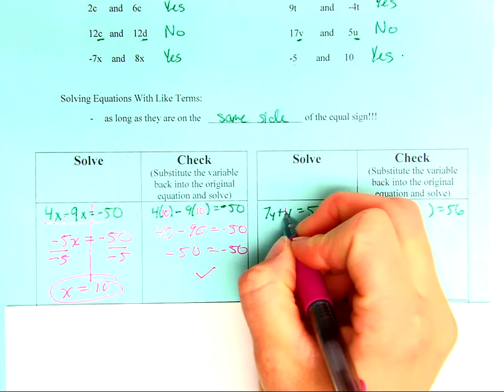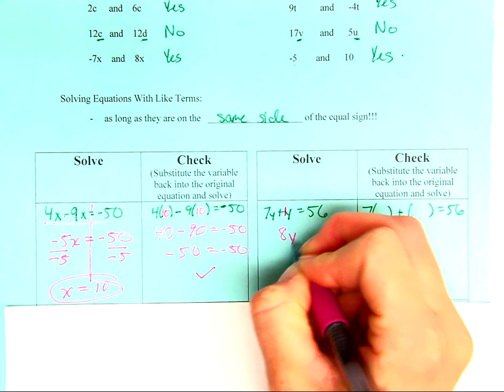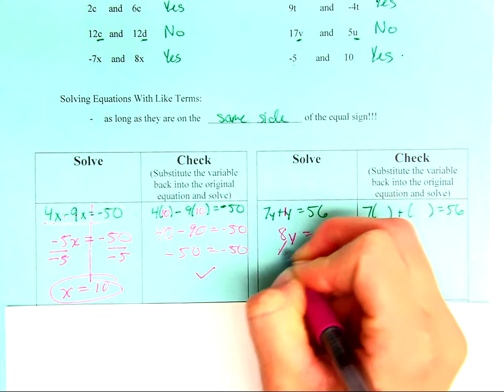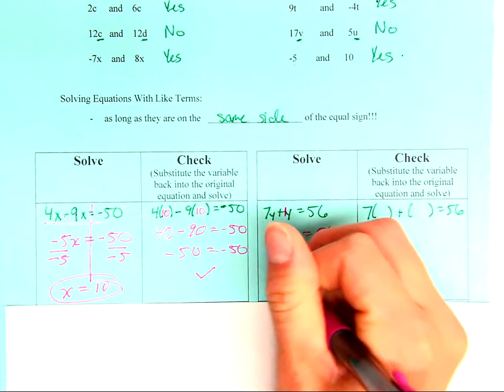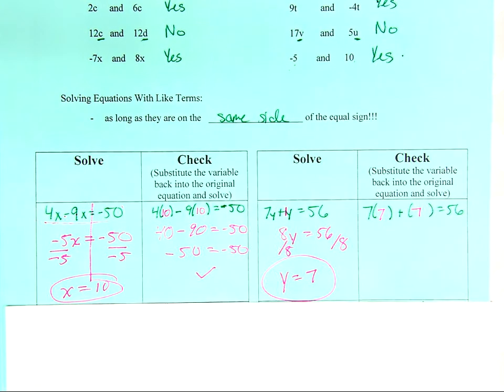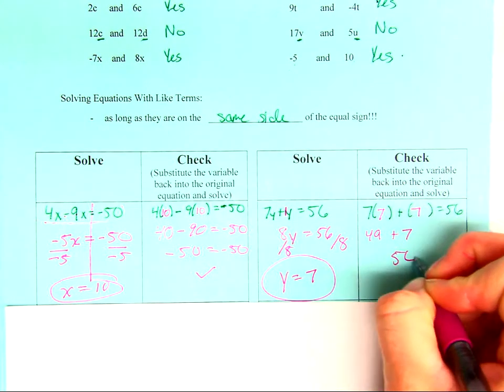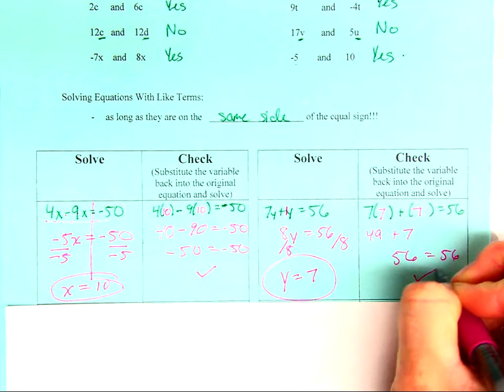So there's a 1 in front of this y. So this is really 7 plus 1, which gives us 8y. Then divide both sides by 8 to get y is equal to 7. We're going to plug that in. This gives me 49 plus 7, which is 56.